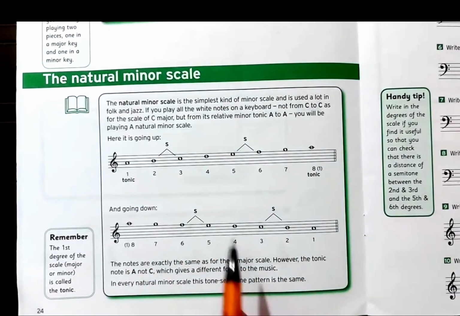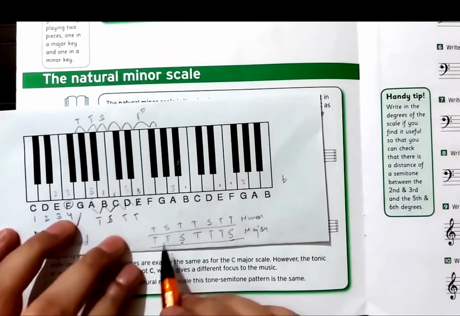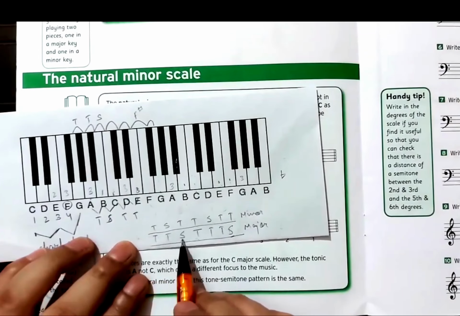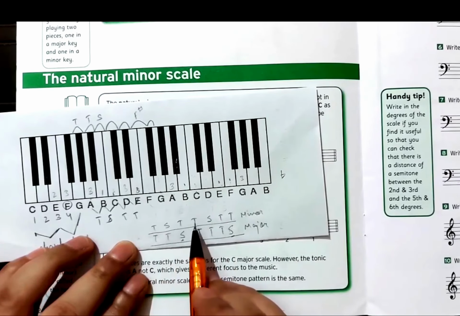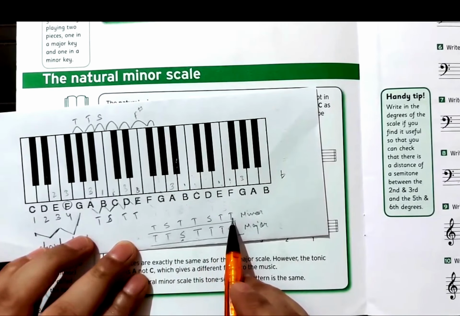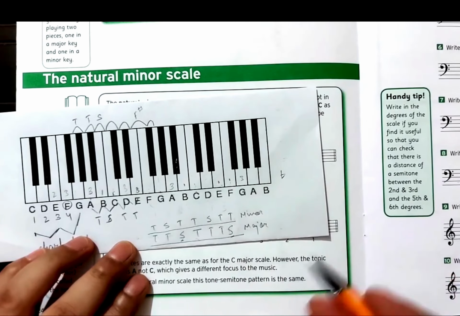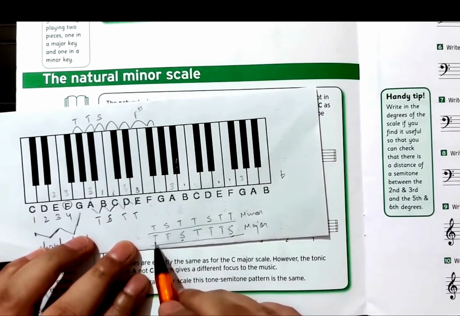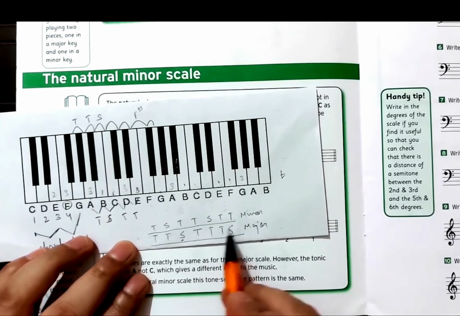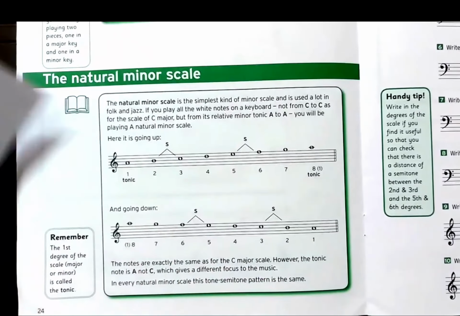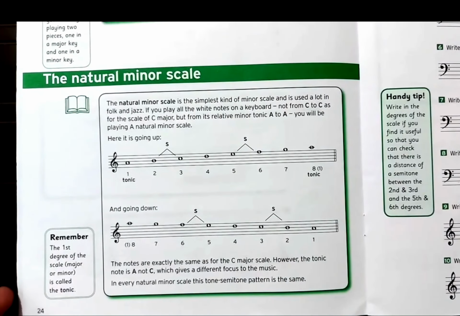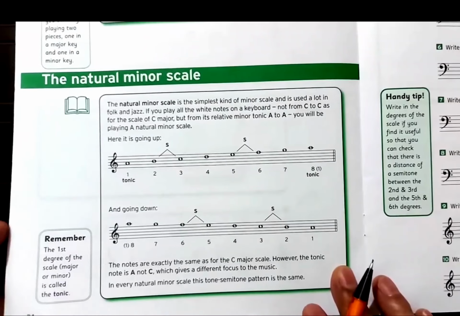Always remember the formula I told you here: major scale is tone, tone, semitone, tone, tone, tone, semitone, and minor is tone, semitone, tone, tone, semitone, tone, tone. Okay, if you learn this in ABRSM or some other, then they will say whole, whole, half, whole, whole, whole, half, and here whole, half, whole, whole, half, whole, whole. Okay, so let's move on to the next exercise. We'll move straight away to the next page.